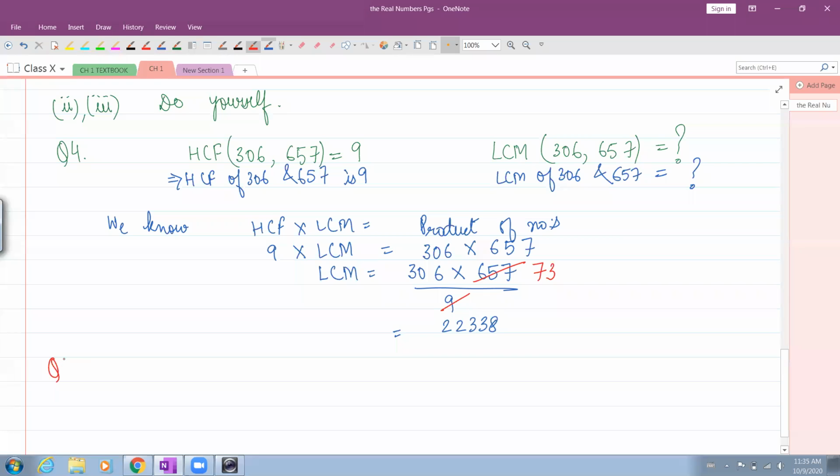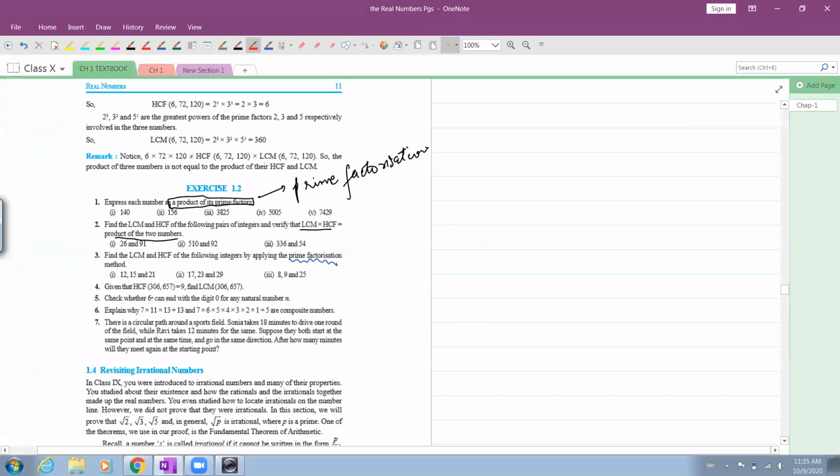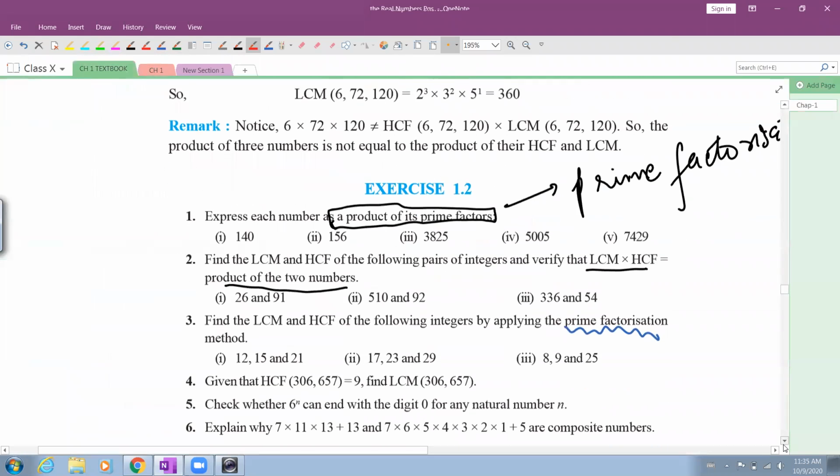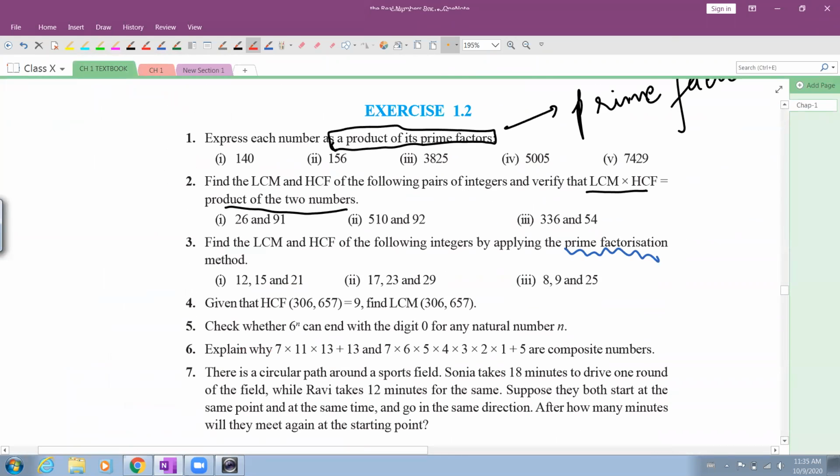Question number 5, we will be doing later after we complete the remaining questions. So question number 6 right now: explain why these numbers are composite numbers. Let's take a look at the numbers that we have. Question number 5 is actually a prove-that result, so we will do that later. Right now I'm taking question number 6. You want to write down why these two numbers are composite numbers.